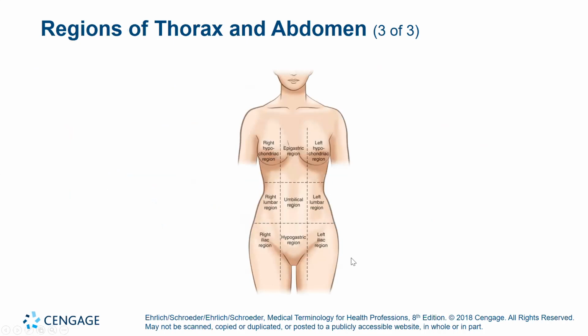And here's a figure, you can see where they're all located. So you have the right hypochondriac region, left hypochondriac. You have the epigastric region, which is above the umbilical region. You have the right and left lumbar, the right and left iliac, and then you have the hypogastric region, which was below.